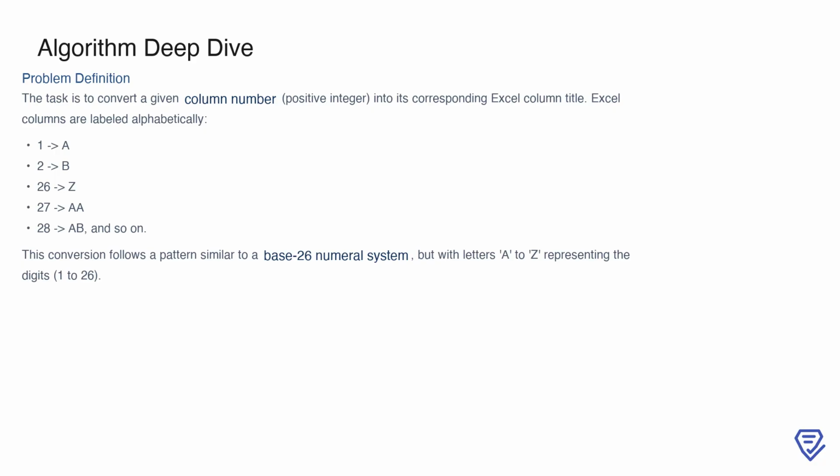Excel columns are labeled alphabetically, starting with A for column 1, B for column 2, and continuing until Z for column 26. After Z, the sequence continues with AA for column 27, AB for column 28, and so on. This pattern is similar to how numbers operate in a base 26 system, but with a slight twist. Instead of using the digits 0 to 25, we use the letters A to Z, and the indexing starts from 1 instead of 0. This unique mapping forms the crux of the problem, and our task is to derive the appropriate column title for any positive integer input.